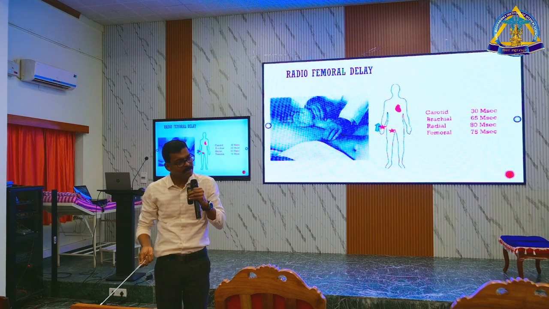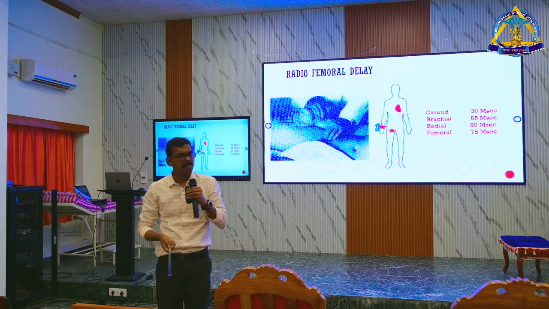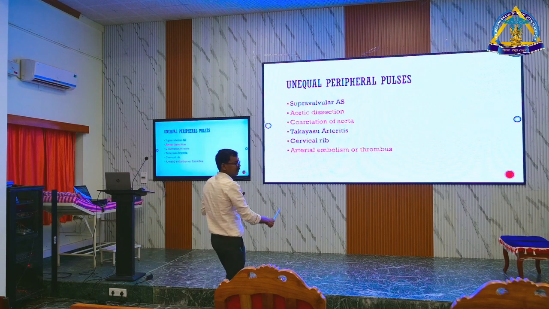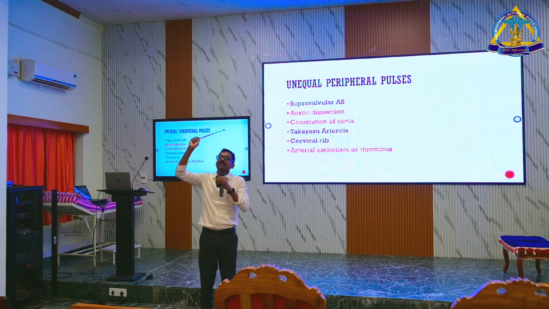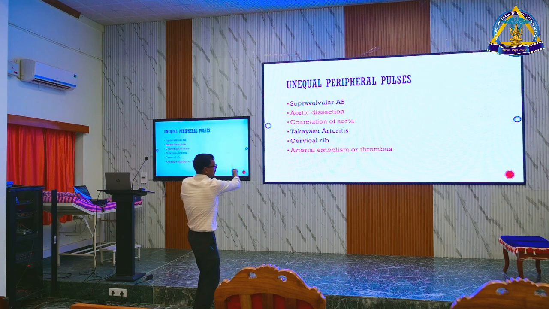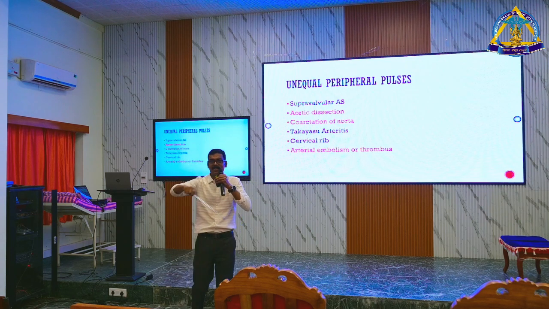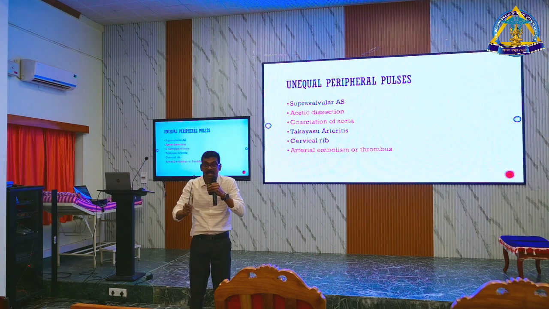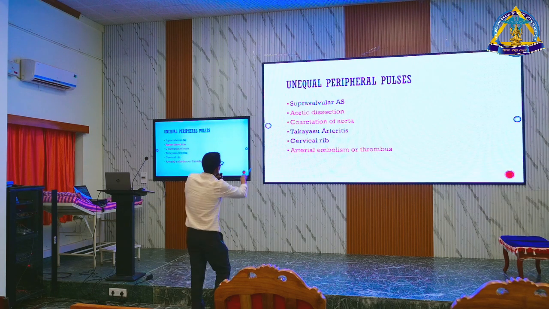Maybe due to aortic stenosis, coarctation, maybe due to atherosclerotic aortic disease. So now the peripheral pulses. After you see rate, rhythm, volume, character, radiofemoral delay, everything, then you come to the peripheral pulses. You see all the pulses. I told you the pulses. And if you have an unequal pulse, you have all these conditions.